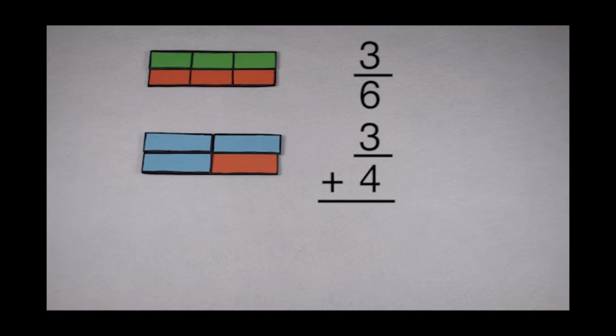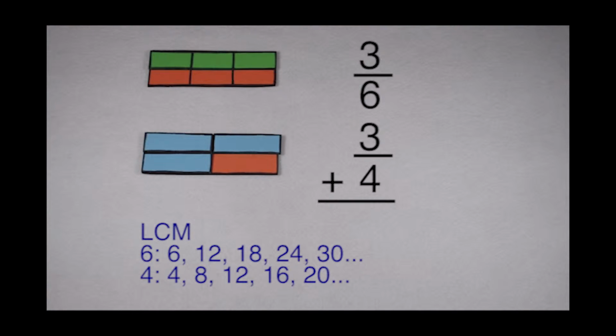Multiples of 6 include 6, 12, 18, 24, 30, and so on. Multiples of 4 include 4, 8, 12, 16, and 20. Since 12 is their least common multiple, that's going to be what we use as our common denominator.